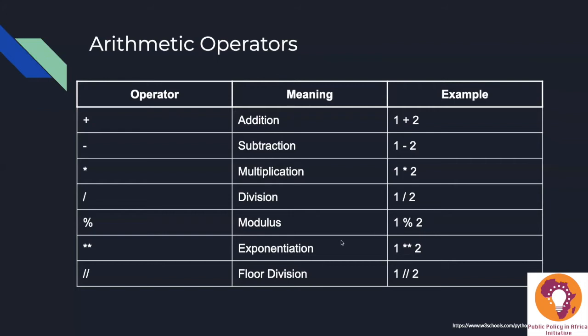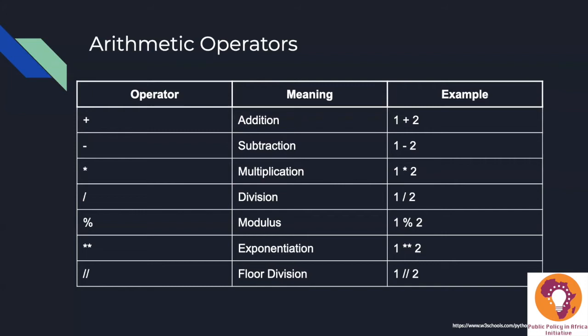Then we have the exponentiation operator. It's the double star. And in this case, we're doing 1 to the power of 2. 1 to the power of 2 just evaluates to 1, because 1 times 1 is 1. But say you want to know what 2 to the 3rd power is, then you can do 2 star star 3, and that gives you 2 to the 3rd power, which evaluates to 8.